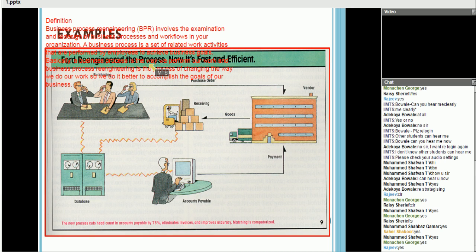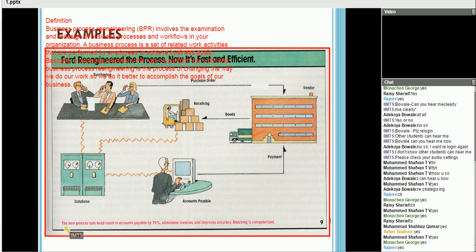Now Ford re-engineered the process. Now it's fast and efficient. So now let's see what they did. This is the purchasing team which takes the orders from their clients. Then this purchase order is sent to the vendor, which sends it to the receiving team. Now, instead of sending documents, they store the information in the database, and the purchasing team also stores the data in the database. And here the accounts payable person can access whatever information he needs from his system. It is a computerized process now.